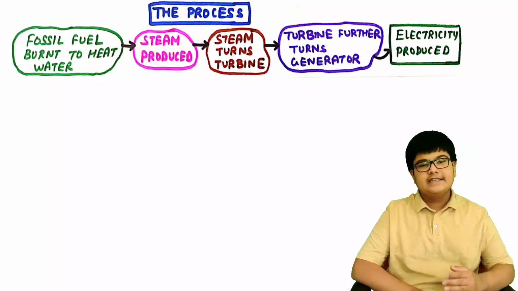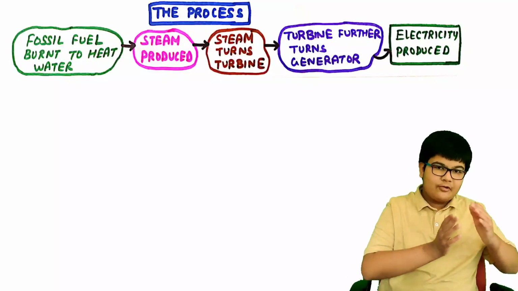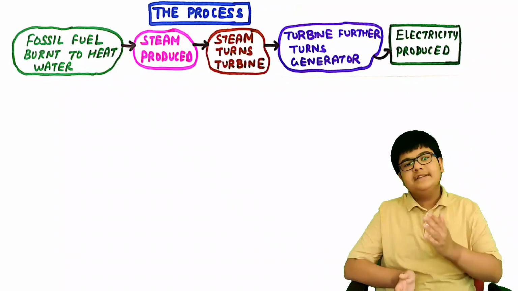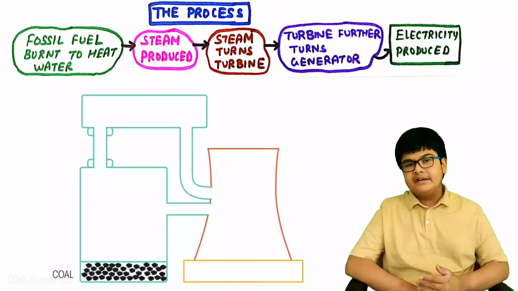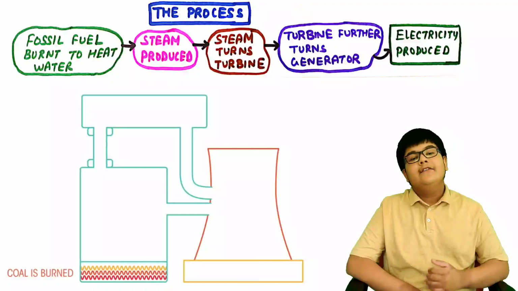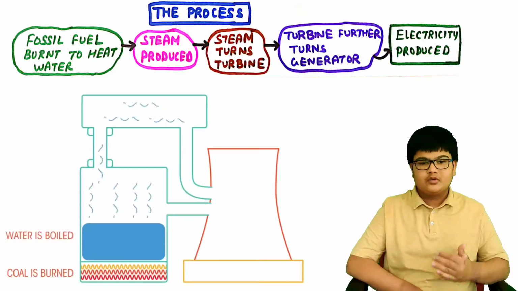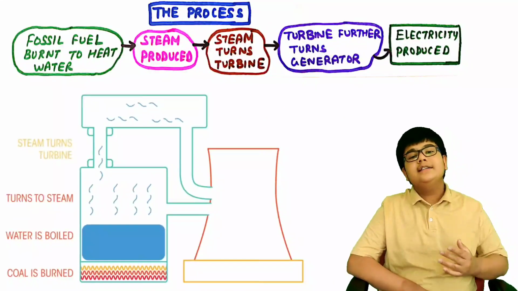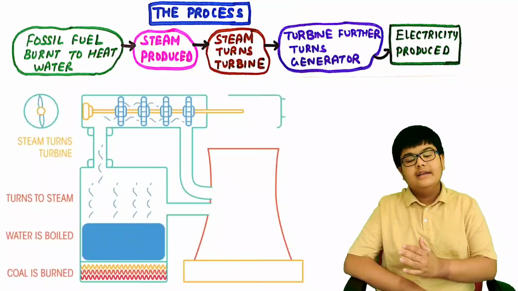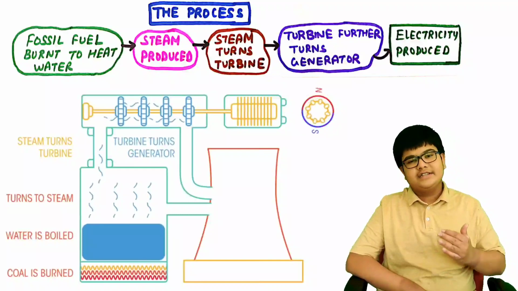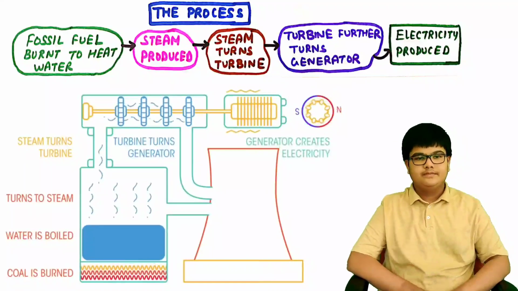Now let us see the process in which electricity is produced from these fossil fuels in a thermal power plant. First, the fossil fuel is burnt to heat water. In this process, steam is produced. This steam turns the turbine, and this turbine further turns the generator, and in this process the electricity is produced.